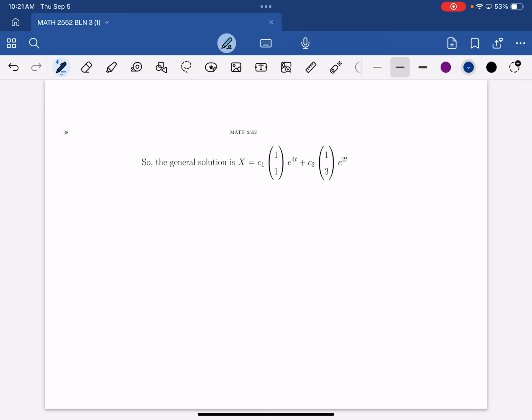So if my eigenvalues are both positive, what would you expect? Are the arrows on the eigenspaces outbound or inbound? Outbound. Does the solution go to 0 or become infinite?